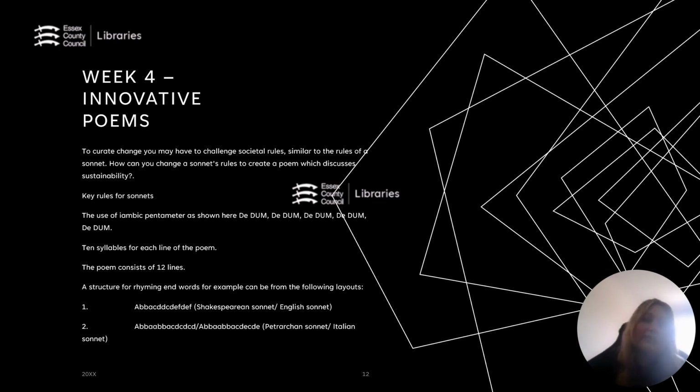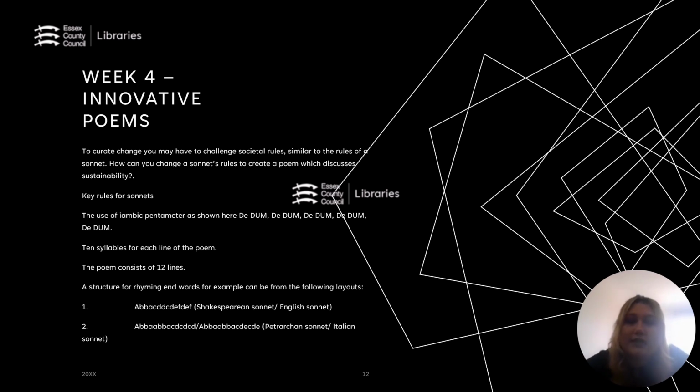So there's some key rules for sonnets, so the use of iambic pentameter, as shown here: dee-dum, dee-dum, dee-dum, dee-dum, dee-dum. Now if you were to place your hand on your heart, you can feel your heart beating, and it should feel like dee-dum, dee-dum, dee-dum, dee-dum, dee-dum. Now that's what you're aiming for each line, and the stronger part of the word is on dum and the weaker part of the word is on dee. So you need to look at words and see where the stronger and the weaker part of the word lies and mimic that within your poem.